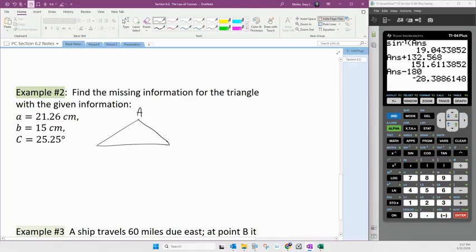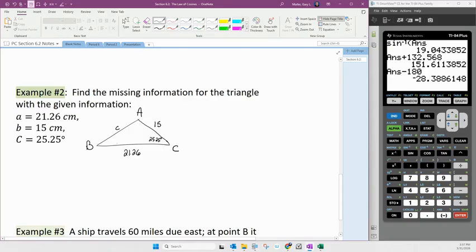All right, I'm going to call this angle A, and this would be 21.26. And side B, I'll call this angle B. I'll call this angle C. C is 25.25 degrees, and this is 15. All right, so I don't know little c, and I don't know angles A and B.